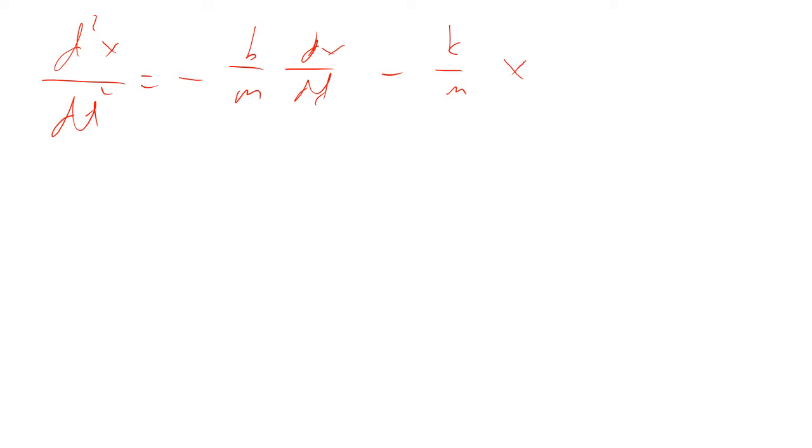So in the full-blown equation, the second derivative of x is equal to minus b over m dx/dt minus k over m x. So this is the full-blown equation. What do you do? Well, you guess it's a combination of the two. So you might guess that x is some amplitude times e to the minus b over m t times cosine omega t.